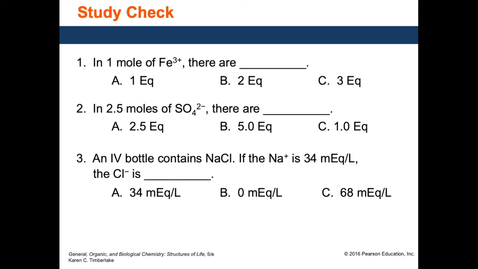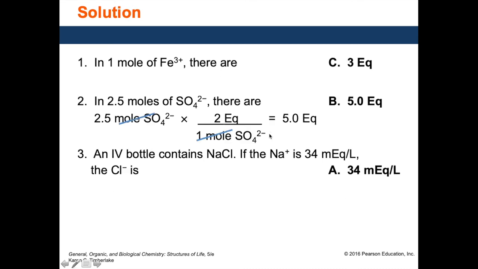Okay, so for the second one, we have 2.5 moles of sulfate. How many equivalents are there? Again, we're going to take our charge of 2 minus, but we're going to take the absolute value. It doesn't matter that it's a negative charge. So we're going to take that 2 from our 2 minus and multiply it by 2.5 moles. That would give us 5 equivalents. That charge of 2 tells us there's 2 equivalents for every mole of sulfate, and that's why we multiply by 2.